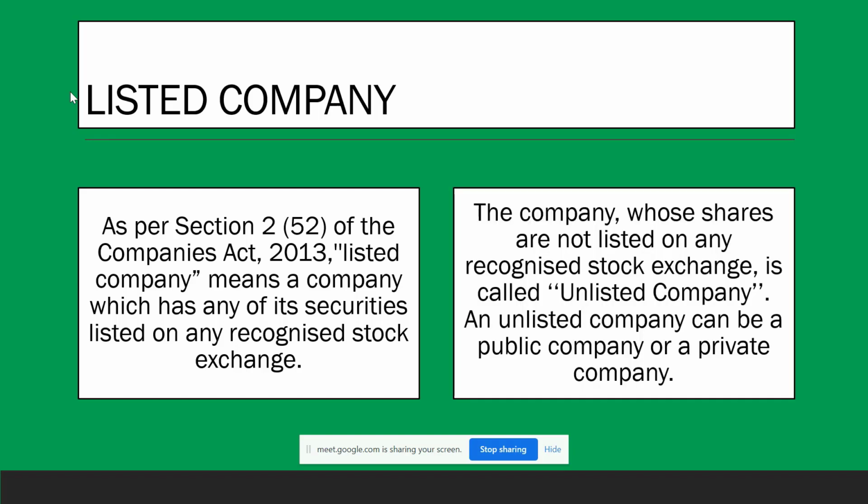A company whose shares are not listed on any recognized stock exchange is called an unlisted company. An unlisted company can be a public company or a private company. I talked about Birla Tata AT&T, which became Idea Cellular and now Idea Vodafone. For 10, 12 years it remained an unlisted company where they had not gone for a public issue.